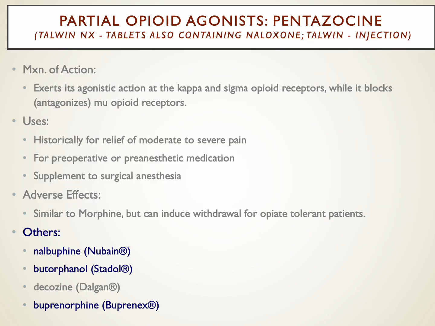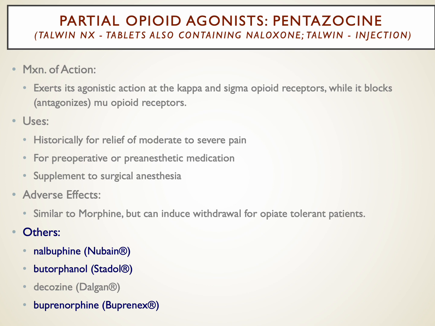The partial opioid agonists, now let's spend a minute with that. The classic old agent was pentazocine or Talwin, and I've got this pretty much grayed out because it's an agent that's not used anymore. It's historically of interest for moderate to severe pain, and it was used in certain circumstances where we wanted to avoid a full opioid agonist. But in practice, there are a couple of agents that are partial opioid agonists that are still used, and I want you to be aware of them.